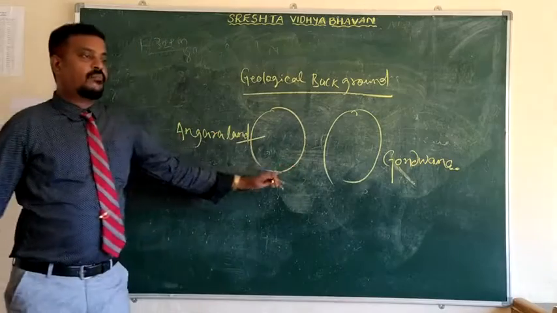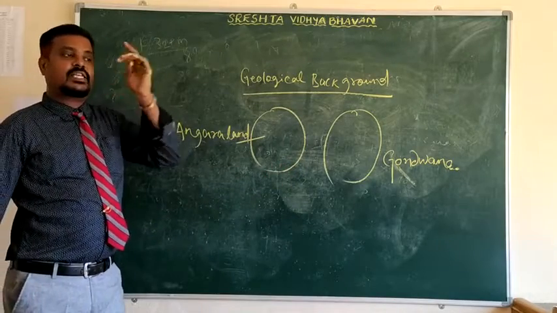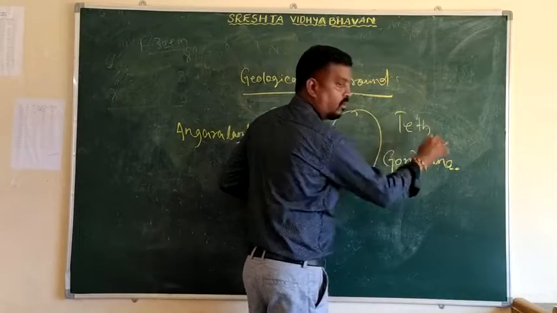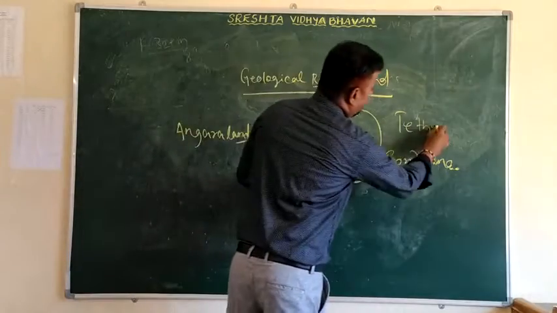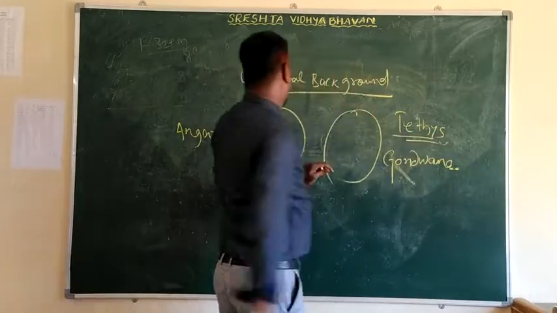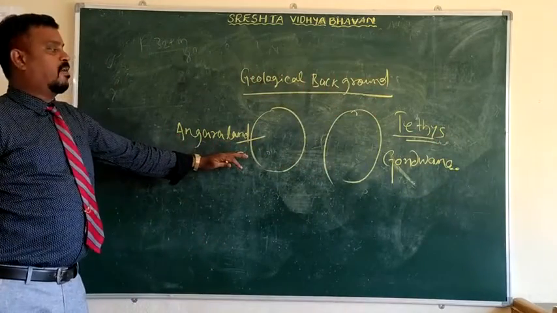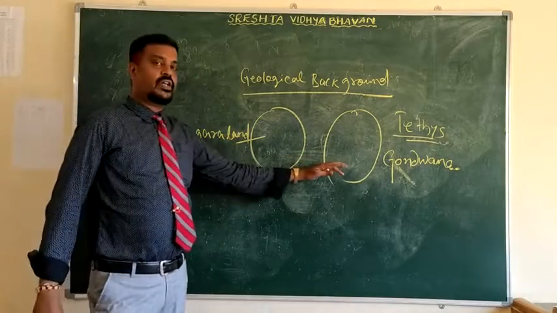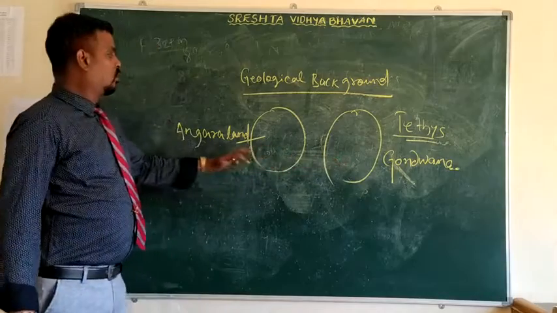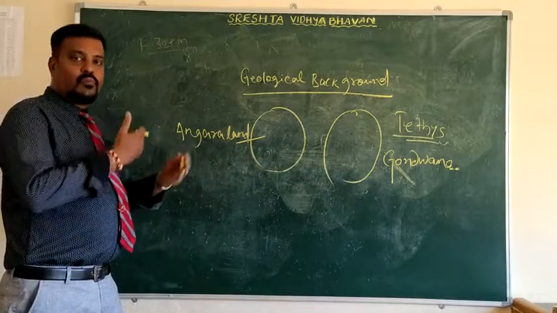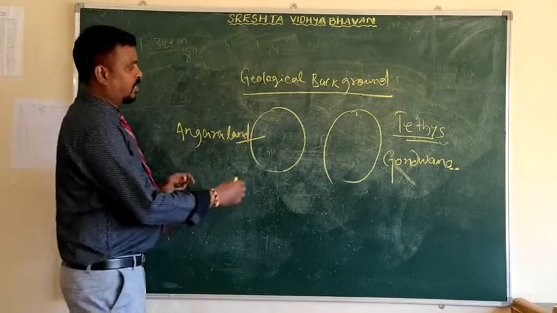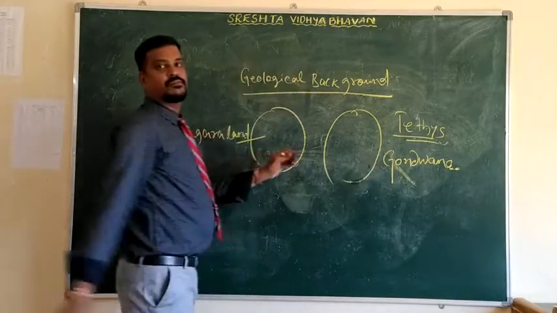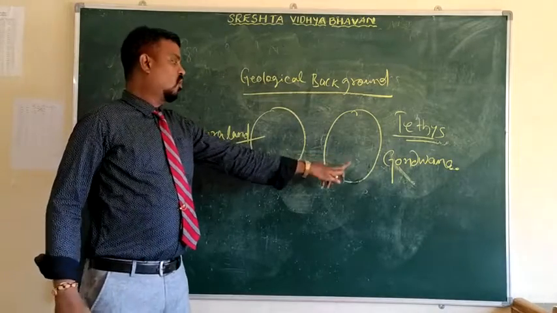Here one big sea is there. That sea is the Tethys Sea. So the entire landmass is divided into two parts: Angara land and Gondwana land. Due to the movement of the plates, the Indian landmass is located in the Gondwana land.